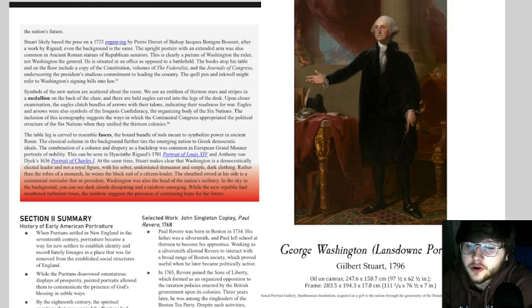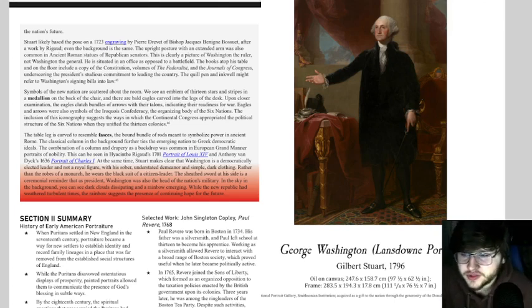There are bald eagles carved in the legs of the desk. Upon closer examination, the eagles clutch bundles of arrows, indicating their readiness for war. Eagles and arrows were also symbols of the Iroquois Confederacy and organizing bodies of the Six Nations. The inclusion of this iconography suggests the ways in which the Continental Congress appropriated the political structure of the Six Nations when they unified the 13 colonies.